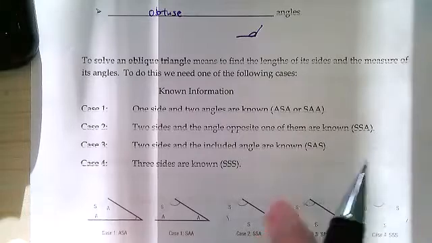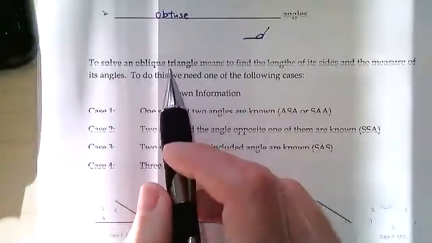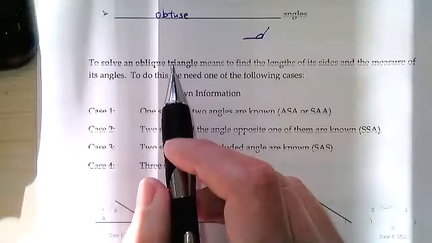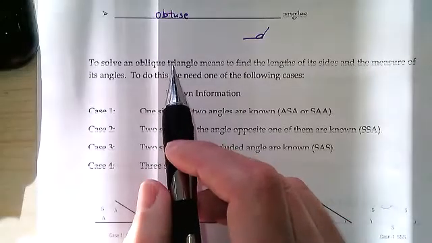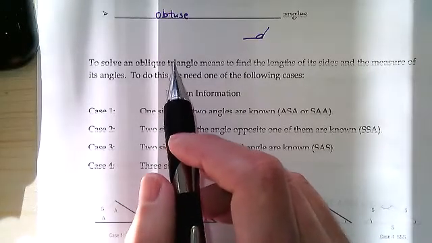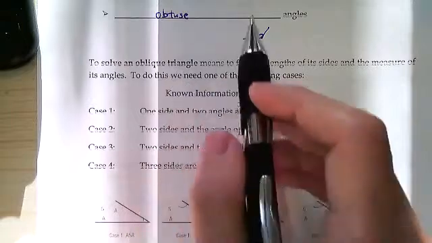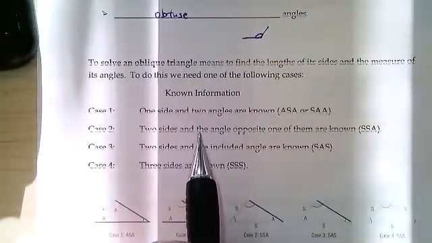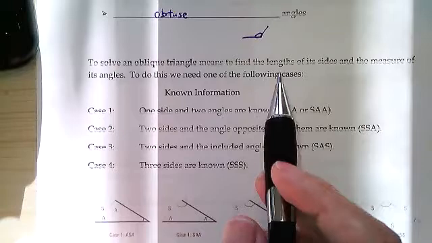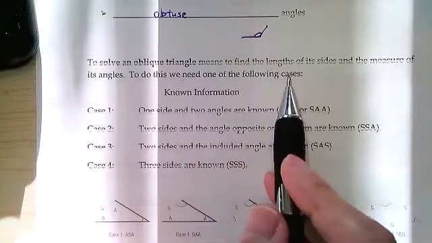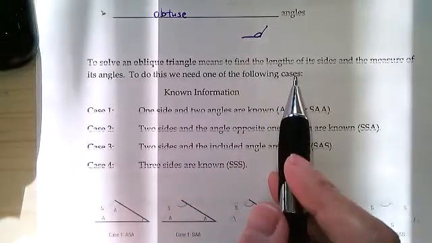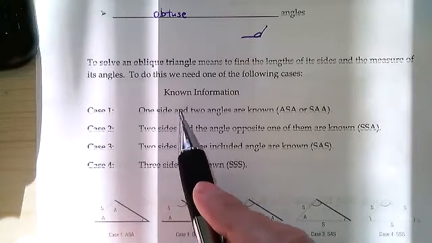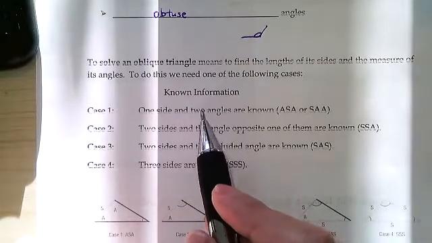Well, we have an oblique triangle, so we need to solve it to get all the information about this triangle. By saying all the information, I mean all the sides and all the angles. So we divide the situation into the following 4 cases. Case 1, you know one side and 2 angles are known.